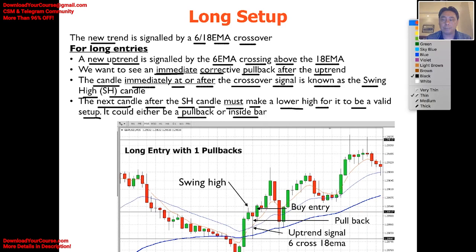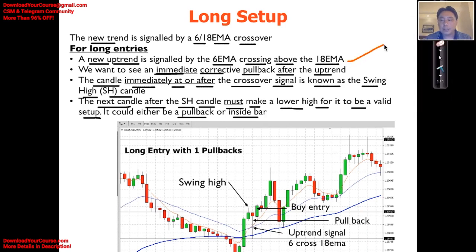So what I'm saying is, we want to see the 6 EMA crossing above the 18 EMA. So that is the signal of a new uptrend. Now here's the really important part. Right at the cross, it says here, the candle immediately at or right after the crossover is known as the swing high candle. So in other words, right at that cross, we need to have a candle that appears, and we call this the swing high candle.